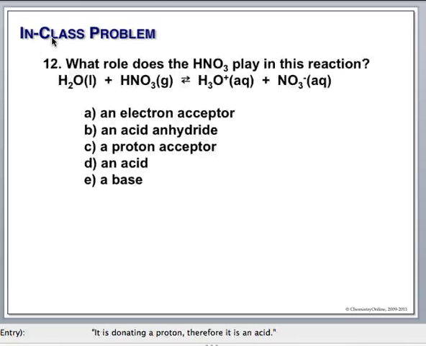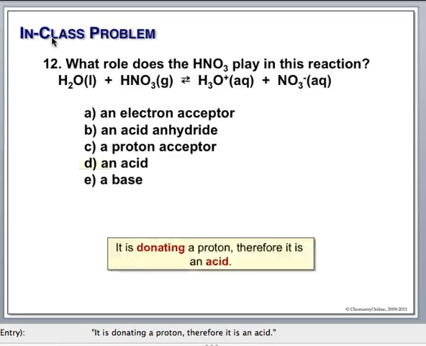In this reaction, what's nitric acid doing? Well, what's happening here? This is donating a proton to water. What donates a proton? An acid. It's a Bronsted acid.